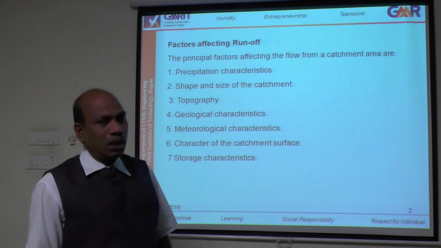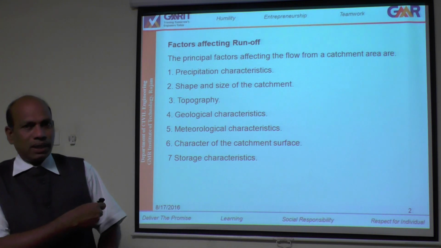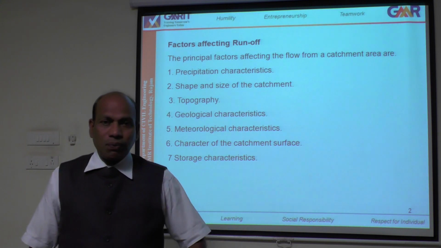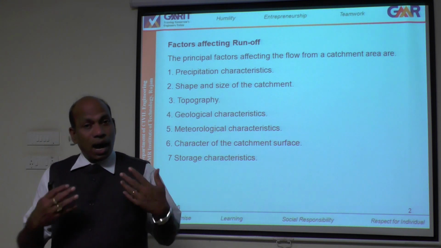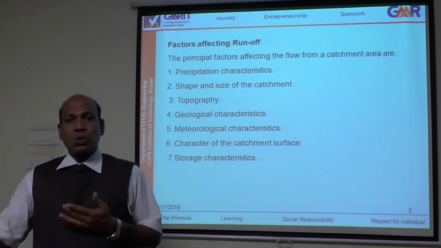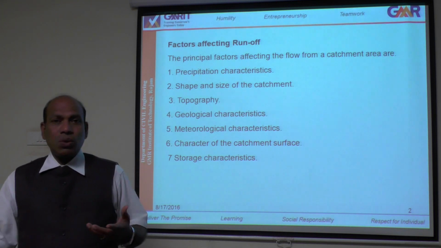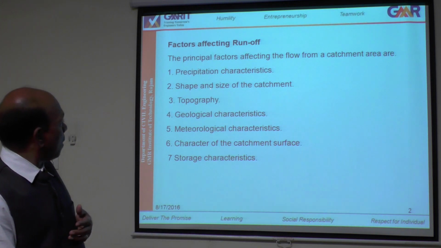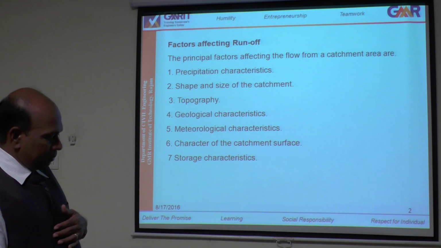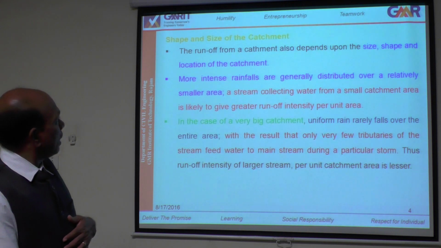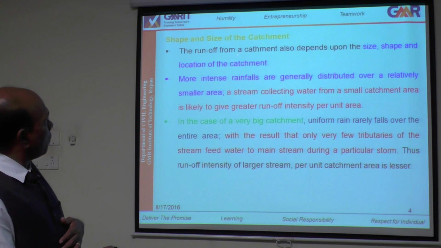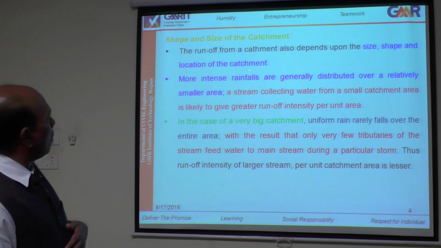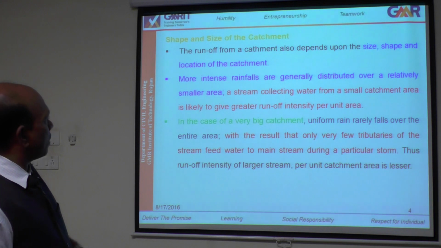Here are the factors affecting the runoff. These are the factors that affect the runoff. The first one is precipitation. Here, if the intensity of rainfall is high and the duration of rainfall is also high, that gives high direct runoff. And next, shape and size of the catchment. The runoff of a catchment also depends upon the size, shape, and location of the catchment.